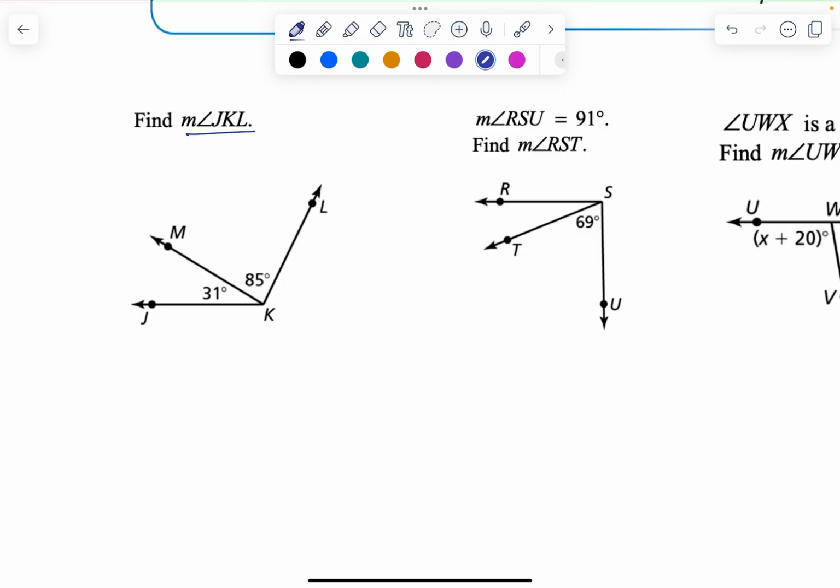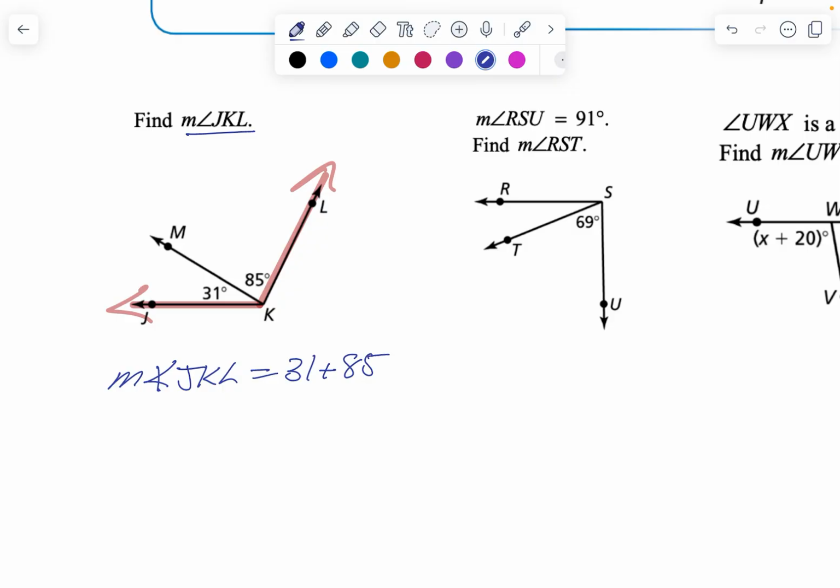So JKL, oops, I didn't mean eraser, I meant highlighter. JKL is the whole thing, see? We want to measure the whole thing. So the measure, we'll go back to pencil, the measure of angle JKL is going to be equal to 31 plus 85, which will add up to be 116 degrees.